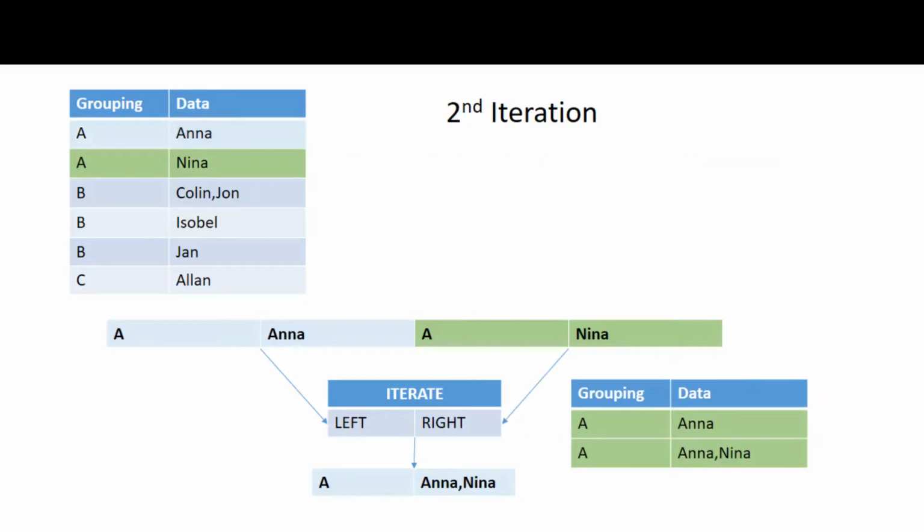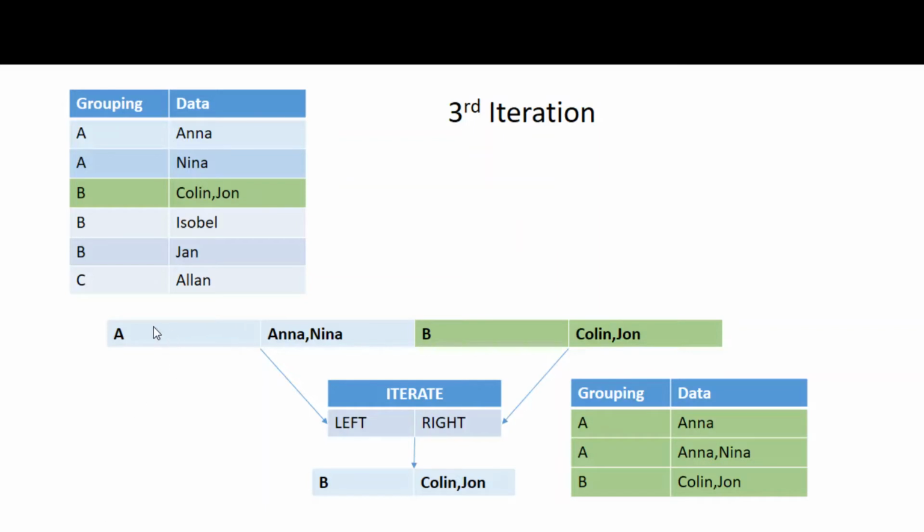So the second iteration, we're going to process the Nina record of A. So Anna's coming in as the previous result on the left hand side, as I said, and Nina comes in on the right hand side. I detect inside the transform that the groupings are the same, so I want to concatenate data, which is what I do, and this is the output record from the iterate, which is saved and shown here in the output data set. And we go on to the third iteration.